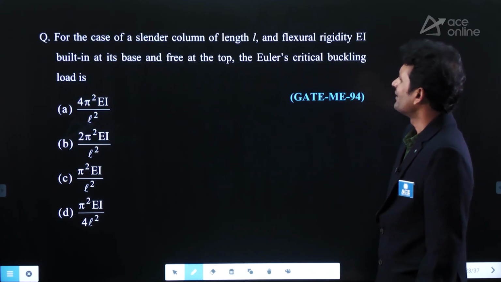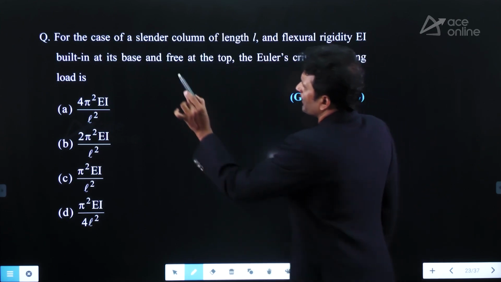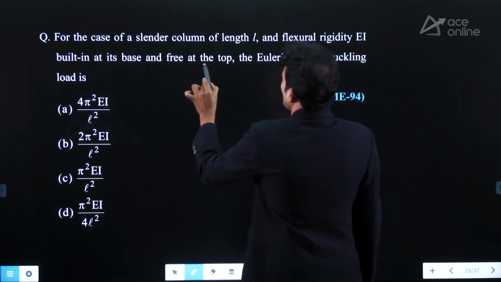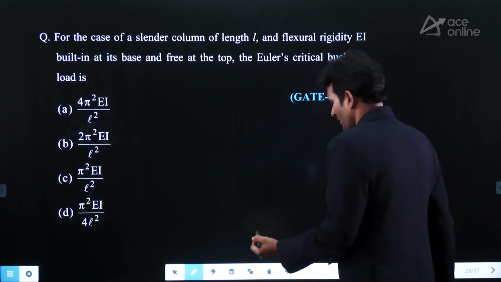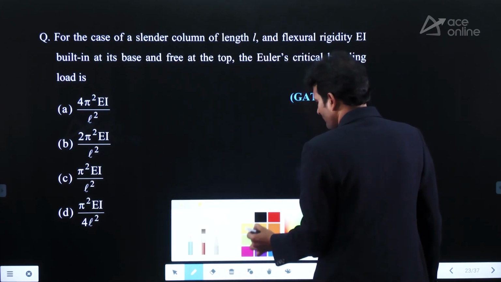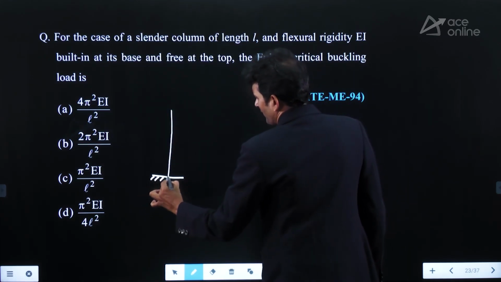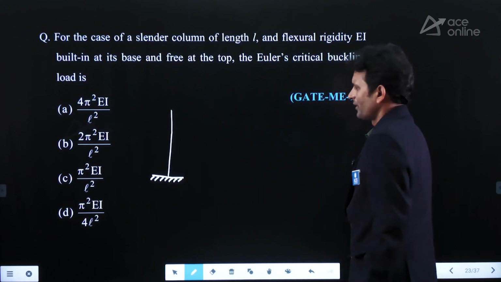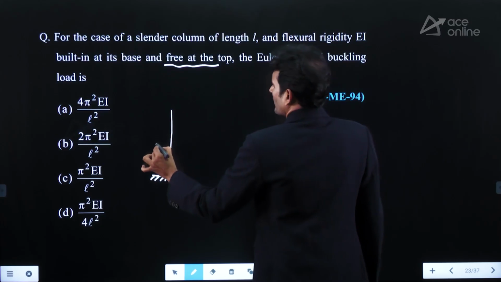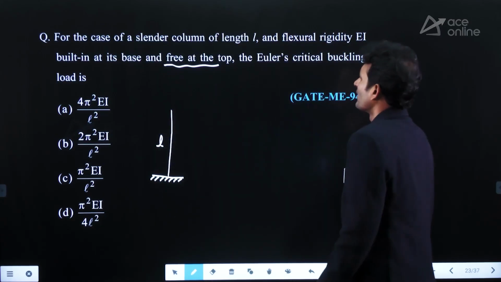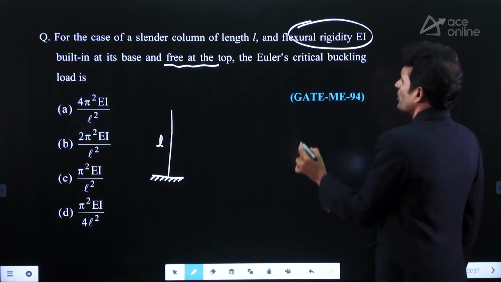For the case of slender column of length L, the flexural rigidity EI built in at its base and free at the top, the Euler critical buckling load. Direct standard question it is. One end, it is going to be built in. Let us take this one. Fixed support, other end it is free, clearly mentioned. At the top it is a free. What is the length of the column? L it is given. Flexural rigidity it is given as EI. So, we need to find out Euler critical load.